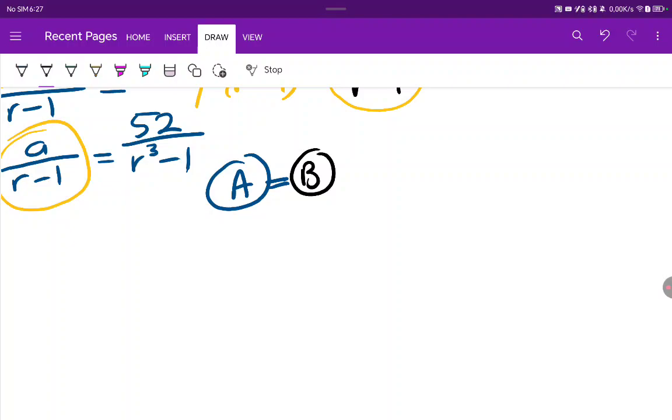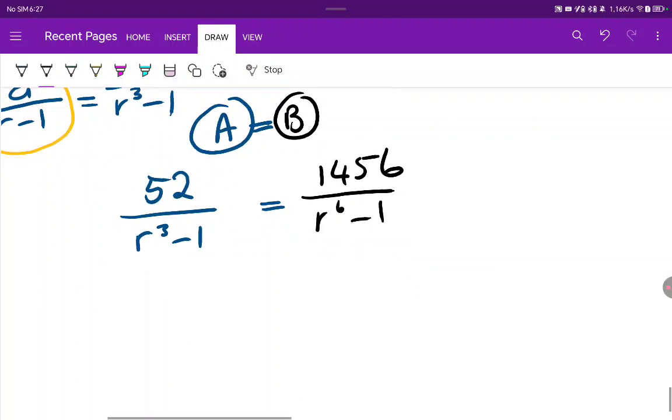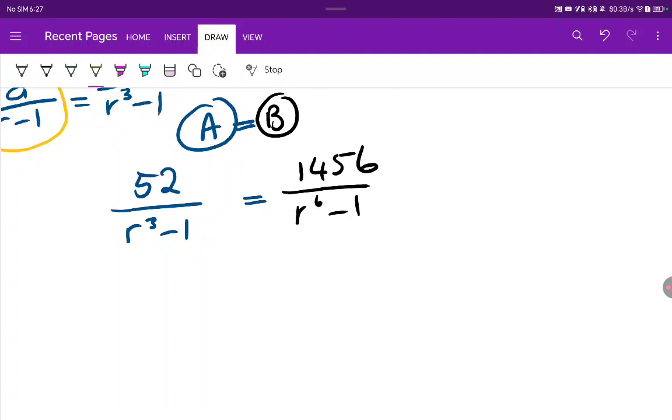Okay, so I'm going to take 52 over r³ minus 1, and that is equal to B, which is 1456 over r⁶ minus 1. This is perfect. Now we're going to butterfly multiply. I'm going to write it out. You don't have to write this out if you just know that you're going to multiply it out.